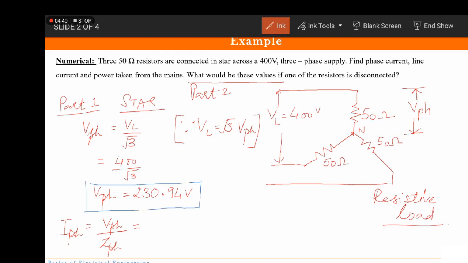Fine. So what is the phase voltage now? It is 230.94. What is the impedance? 50 ohms. Okay. So when I divide 230.94 by 50, I get the phase current to be 4.62 amperes. Fine. So this is my first answer actually.